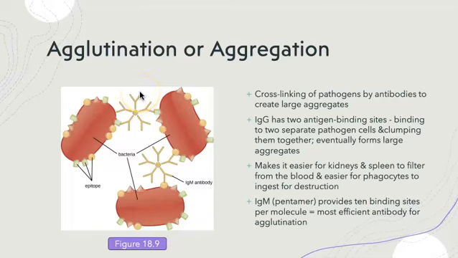So they are able to form large aggregates, but what we see pictured over here is IgM at work, which is going to have 10 binding sites per molecule. So this is the most efficient antibody for agglutination. And you can see that the antibodies are attaching these different pathogens and bringing them together, again, creating a large aggregate. As we get these clumps, it makes it easier for our kidneys and our spleen to filter them from our blood, and also makes it easier for our phagocytes to recognize these pathogens so that they can ingest them for destruction.